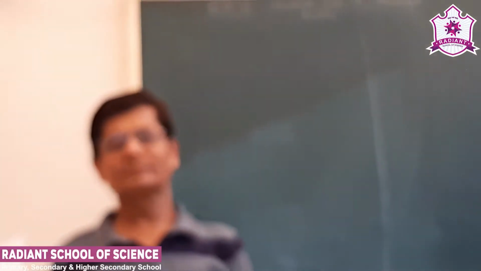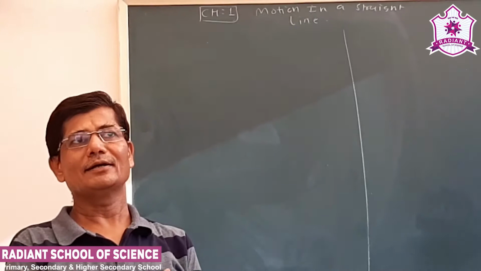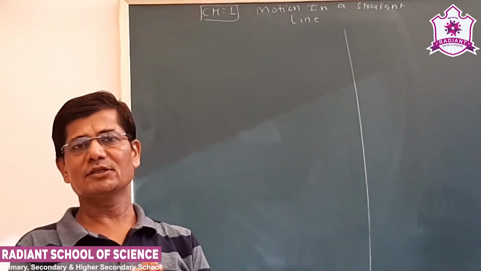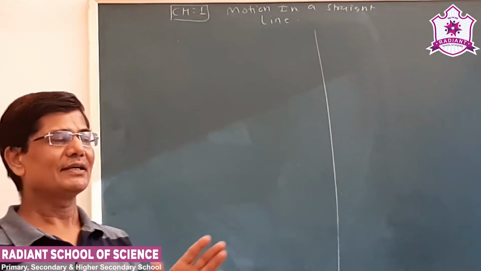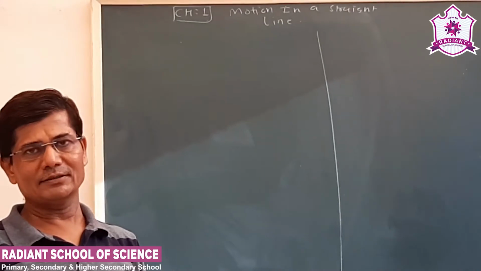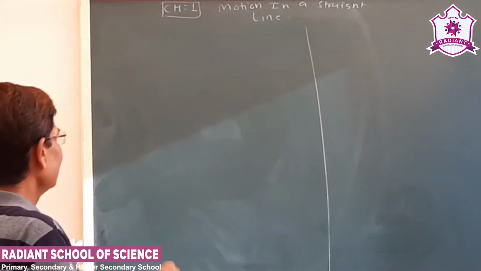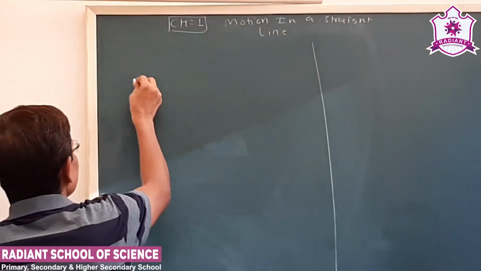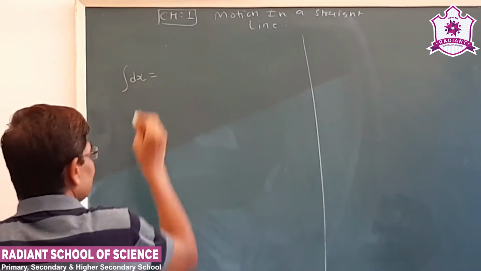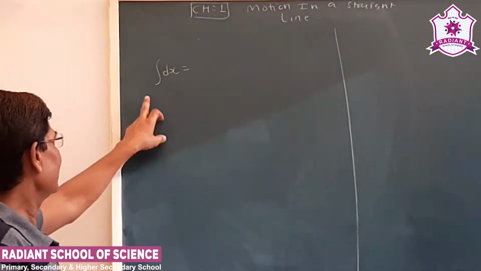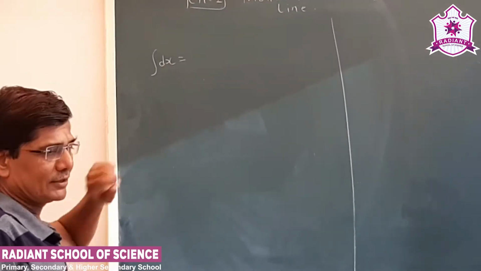Dear friends, in the last lecture we saw the basic mathematics, that is the calculus part. We also saw differentiation and integration, and how it is used in kinematics. Now we derived some formulas for integration. This is the symbol for integration. Whenever we are taking integration with respect to x, it is integration dx.